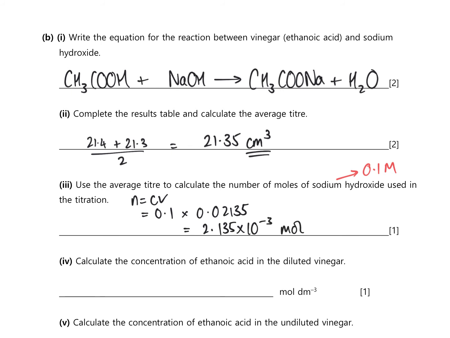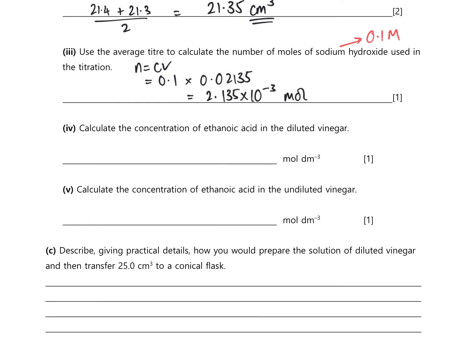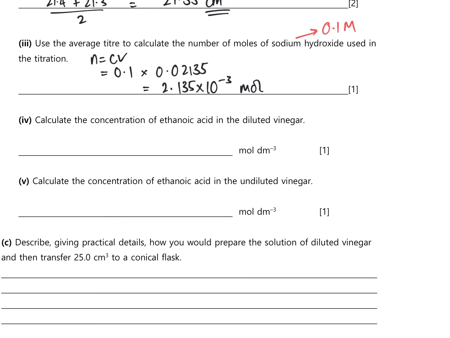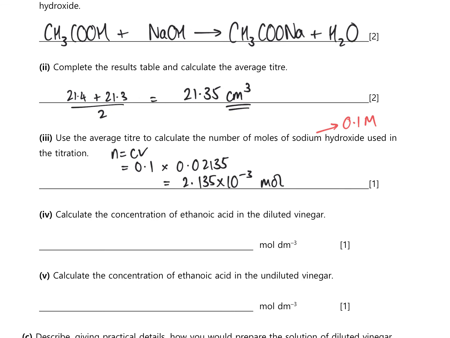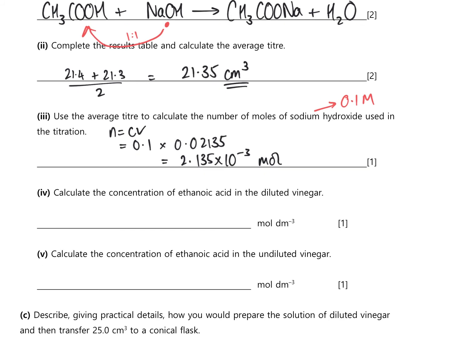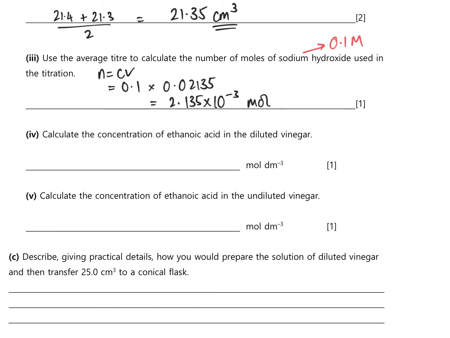Then it says calculate the concentration of ethanoic acid in the diluted vinegar. Well, what we have to think first of all is how many moles of ethanoic acid are we going to have? Well, if you look up at your equation again, we're taking our number of moles of sodium hydroxide and bringing that over to ethanoic acid. That's in a 1-to-1 ratio. So the number of moles in our 25 centimetre cube sample is 2.135 times 10 to the minus 3 moles, because of our 1-to-1 ratio.